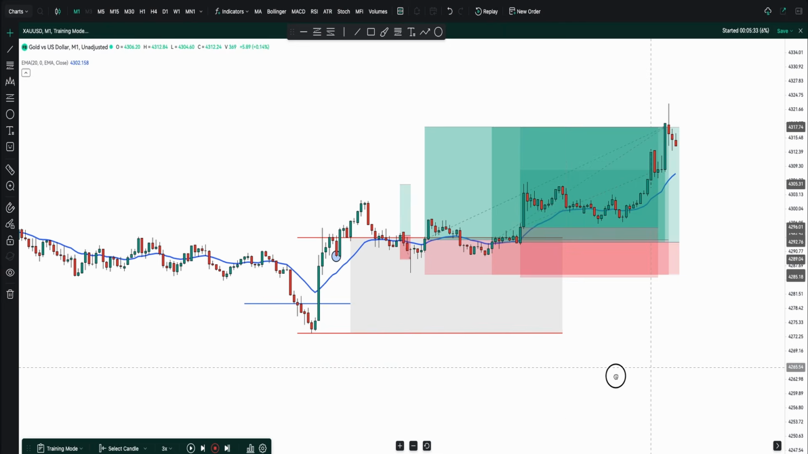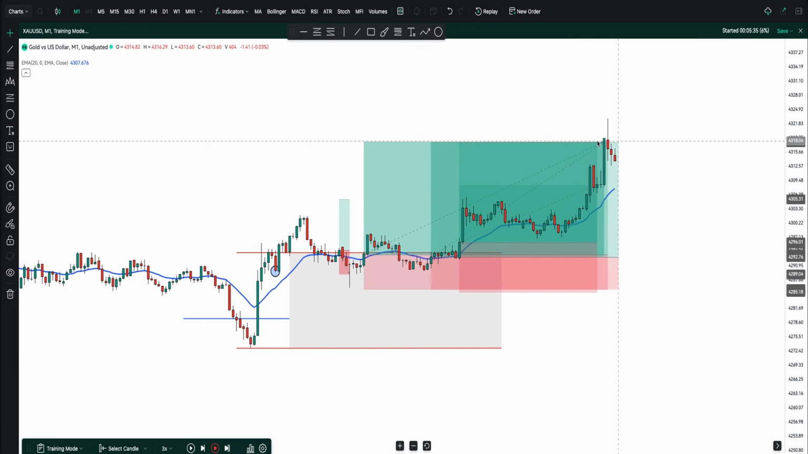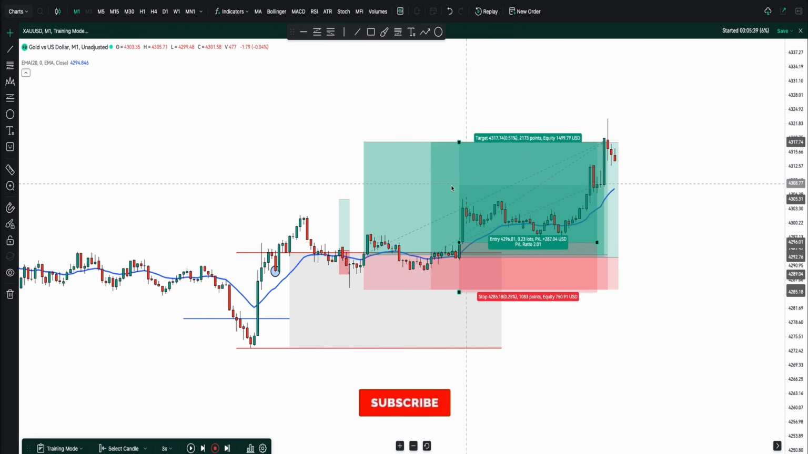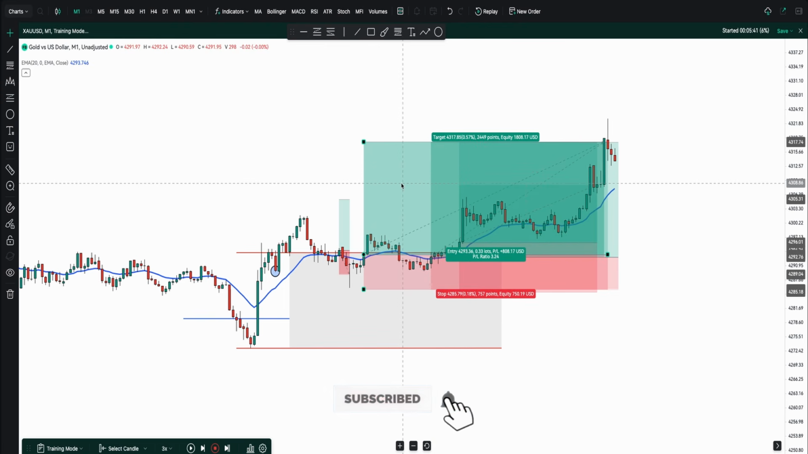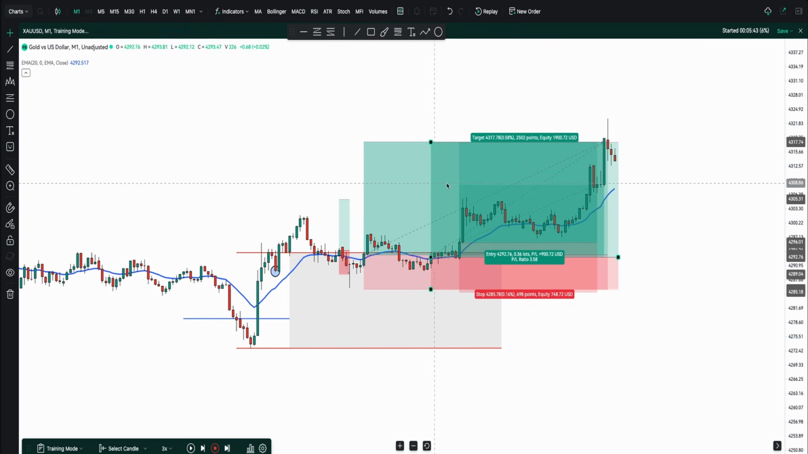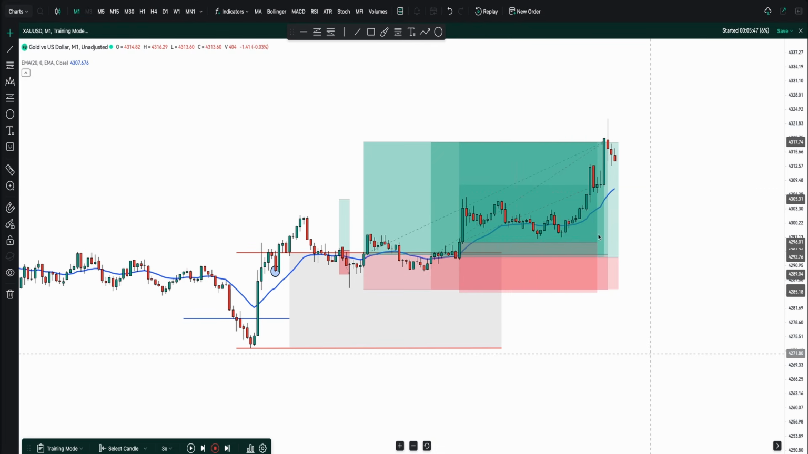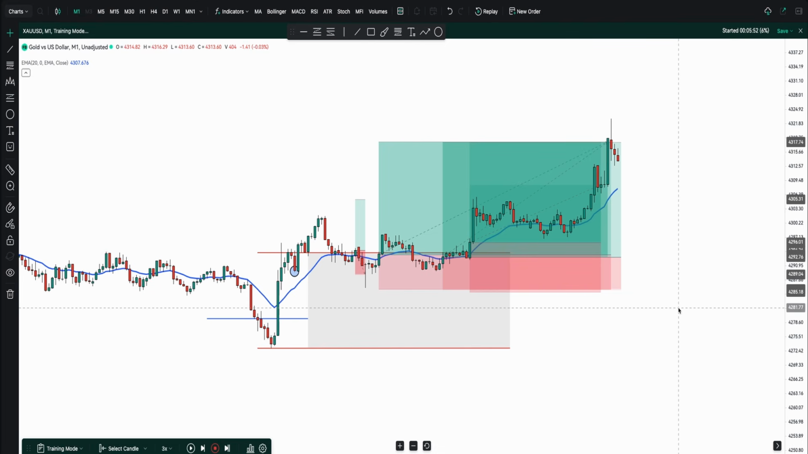Now you can see that if all the 3 trades hit the take profit like they did here, you will have a 2R, a 3.5R and a 3R. So that will be 6.5 plus 2, that will be 8.5R in one setup. I believe you guys have seen how this strategy works here.